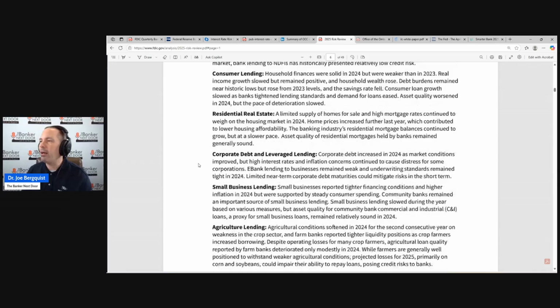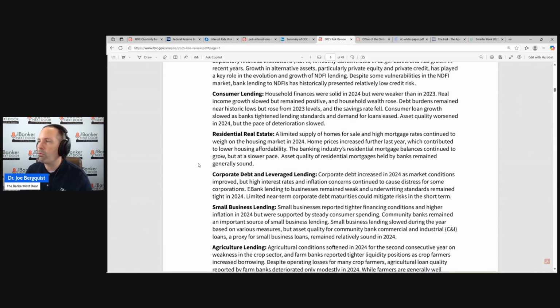All right. Consumer lending. Household finances were solid in 2024, but were weaker than in 23. Real income growth slowed, but remained positive, and household wealth rose. Debt burdens remained near historic lows, but rose from 2023 levels, and the savings rate fell. Debt burdens remained near historic lows. I don't agree with that one at all.